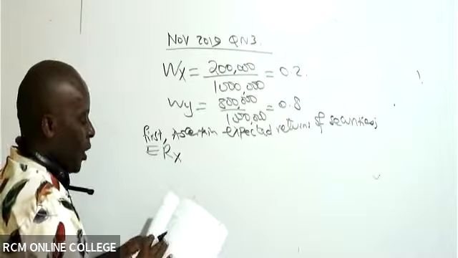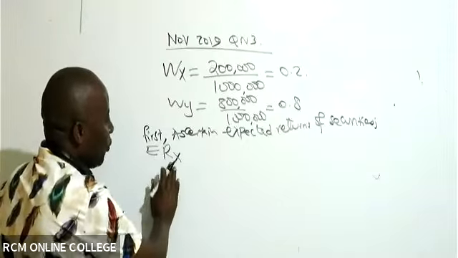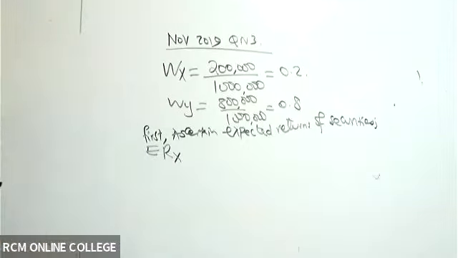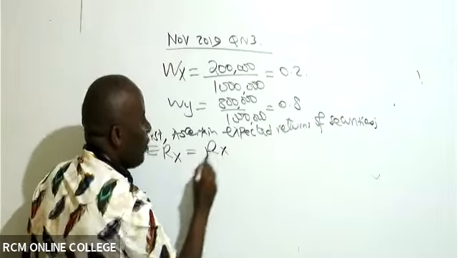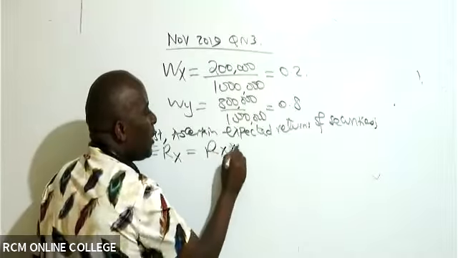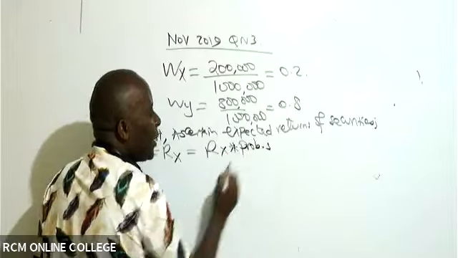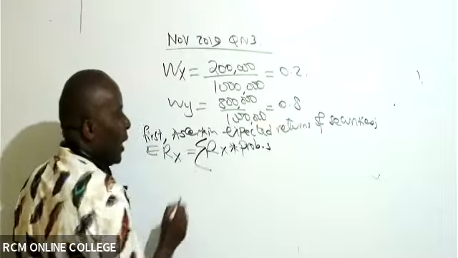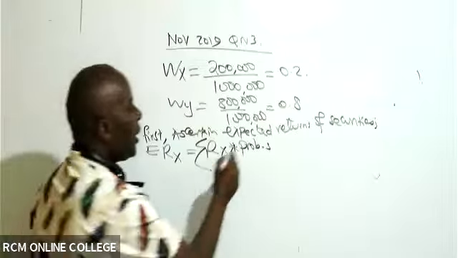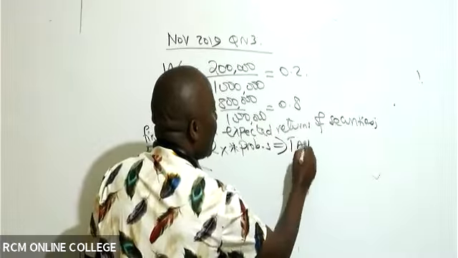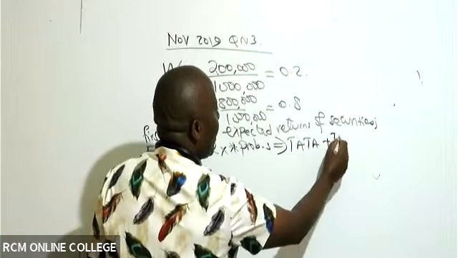You can write this in full. This is expected returns of X. How do we get expected returns of X? It's very easy. You will take the actual returns of X given, times their corresponding probabilities. And then you sum. So you take the actual returns of X times the corresponding probabilities, and then you sum. This is basically the concept of sigma, 1 plus sigma, like that.